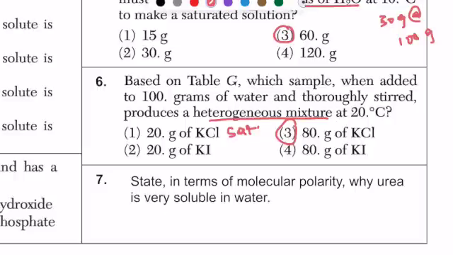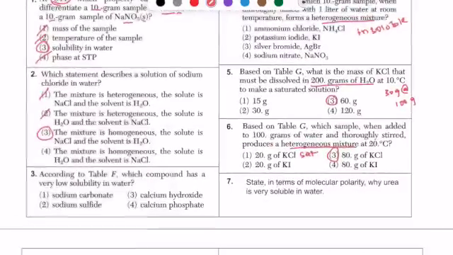State in terms of molecular polarity why urea is very soluble in water. So remember, we said that two things can only dissolve if they have the same polarity. So like dissolves like. This should not be your answer. So for your answer, you should just say they have similar polarity. Or you can say, we know water is polar, so you can say urea is also polar. But just remember the concept, like dissolves like.